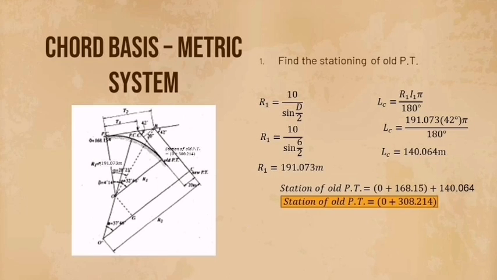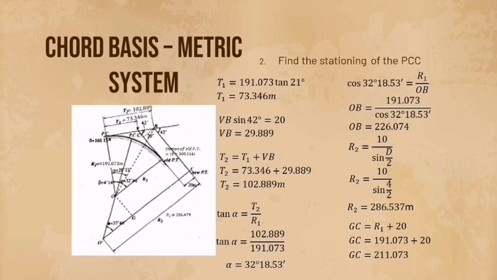140.064 meters. And the station of old PT is station of old PT equals 0 plus 168.15 plus the 140.064, or the length of curve that we computed earlier. And when we add them, we compute the station of old PT equals 0 plus 308.214. And so for number 2, find the stationing of the PCC.